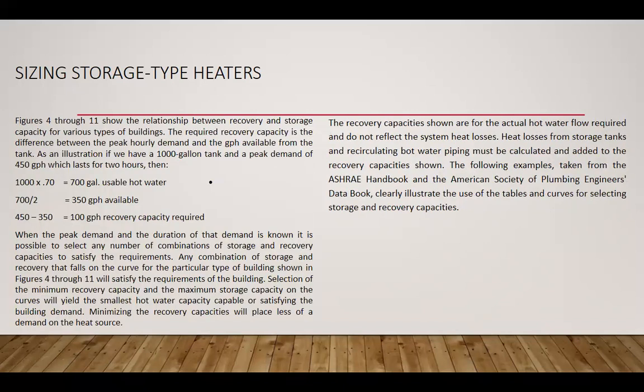So figures 4 through 11 show the relationship between recovery and storage capacity for various types of building. The required recovery capacity is the difference between the peak hour demand and the gallons per hour available from the tank. As an illustration, if we have a 1,000 gallon tank and a peak demand of 450 gallons per hour, which lasts for 2 hours, then 1,000 times 0.7 is 700 gallons of usable hot water. 700 divided by 2 hours is 350 gallons per hour available. So 450 minus 350 is equal to 100 gallons per hour recovery capacity required.